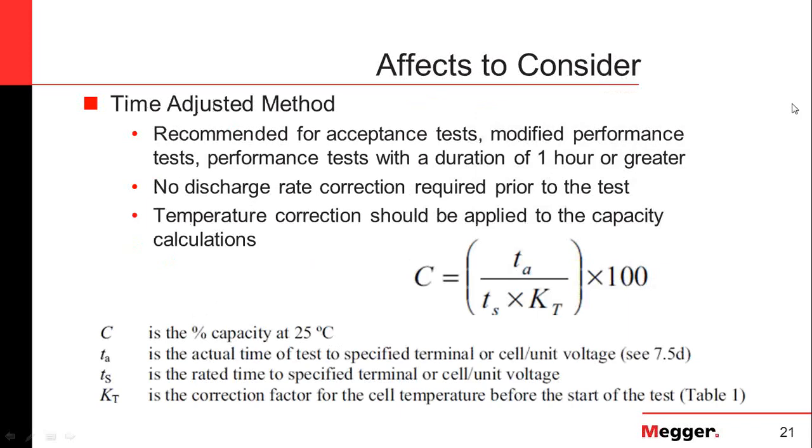The time-adjusted method is recommended for your acceptance tests, your modified performance, and your performance tests with a duration of 1 hour or greater. So for most substation applications and generation battery applications, you're going to be doing a minimum of a 1 hour test in most of those situations. So you're going to use this method. For some of the UPS applications, you might use a rate-adjusted method, which we'll talk about in a minute.